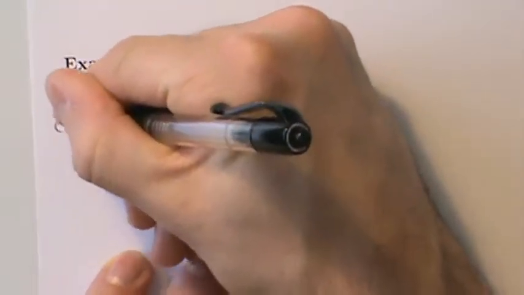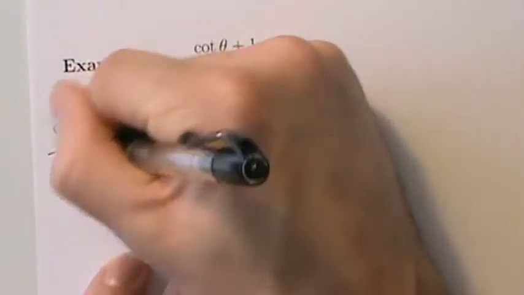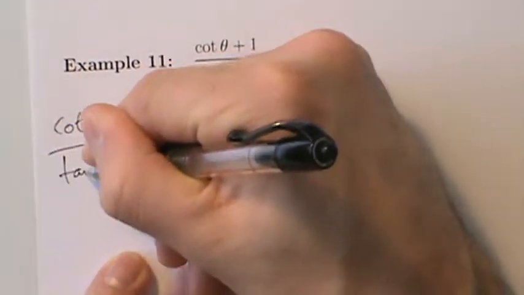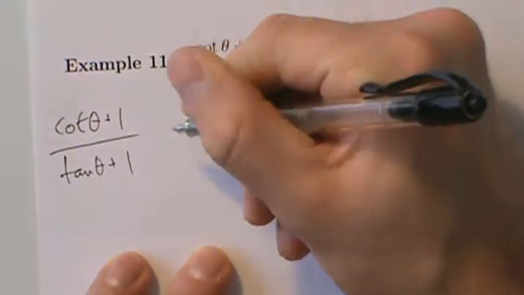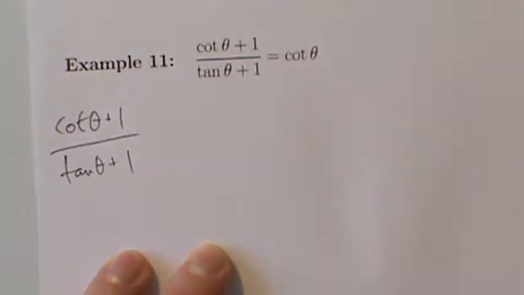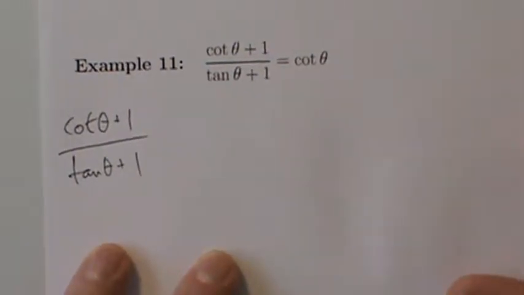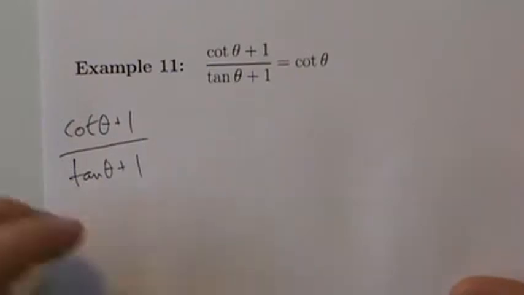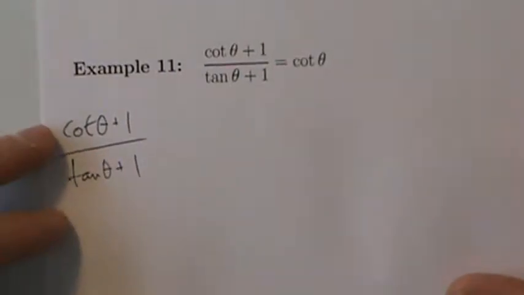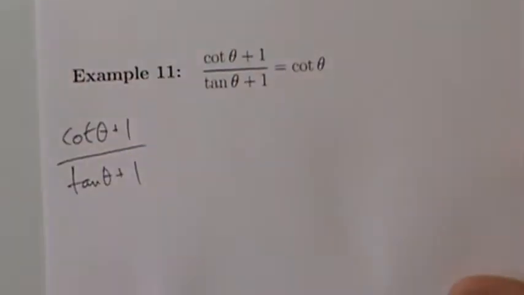So cotangent of theta plus 1 all over tangent of theta plus 1. Okay, so that's what we're going to start with. There are actually several different ways to approach this. We can convert everything to cosines and sines. That is one way that'll work, and when we do that, there's actually a couple different ways to go from there.